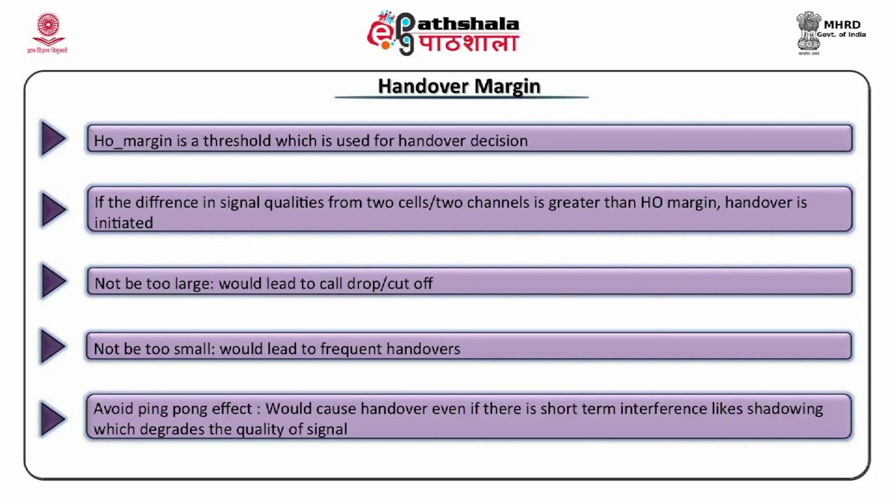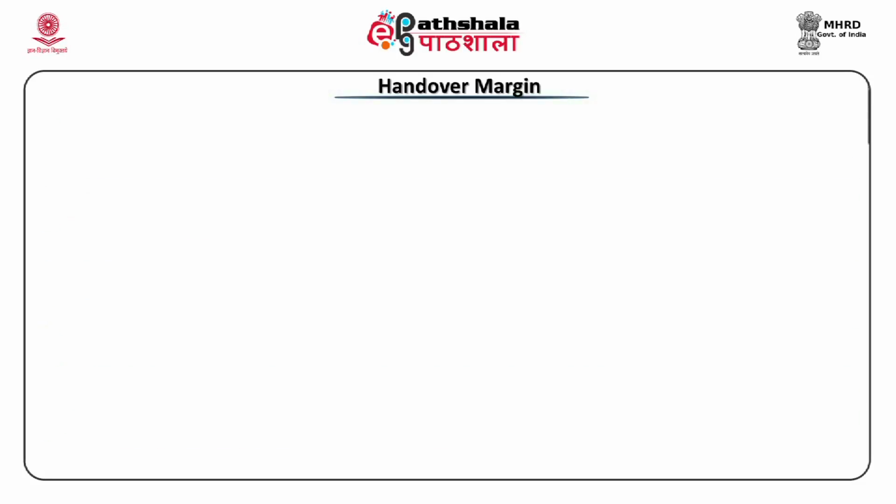But what if the HO margin is very small? If the HO margin is very small, then frequent handovers will take place. So, even if there is a small signal quality degradation due to a shadowing effect or due to interference, it will measure the quality, say that the quality is degraded, and instigate a handoff. This is known as the ping pong effect. So, care should be taken to set this HO margin.